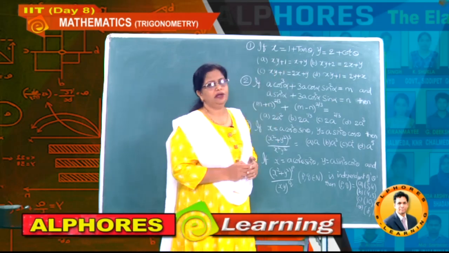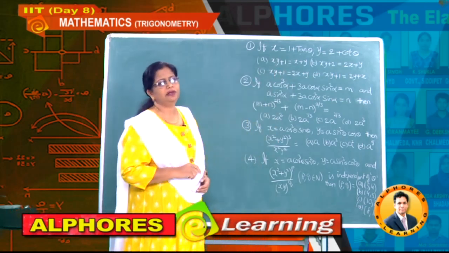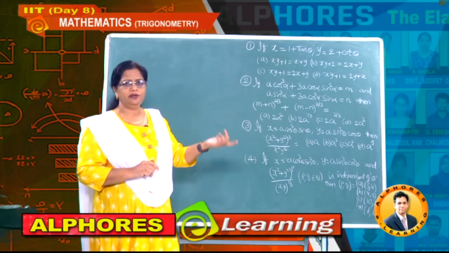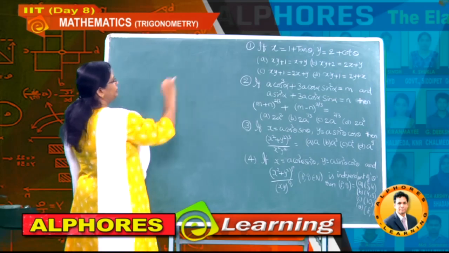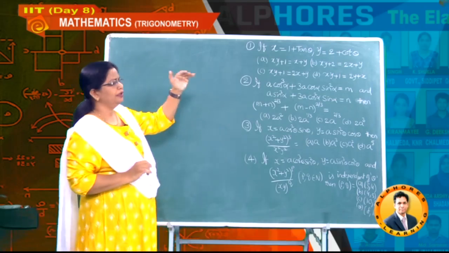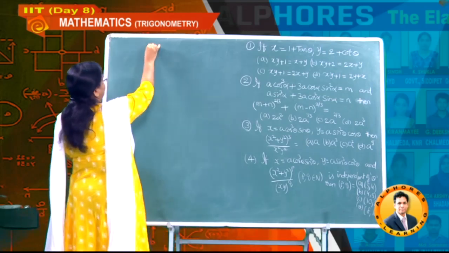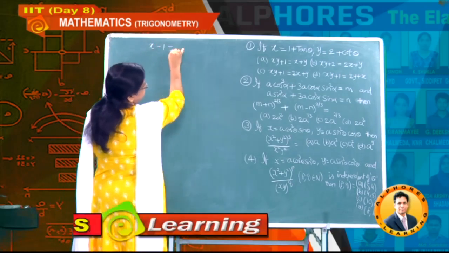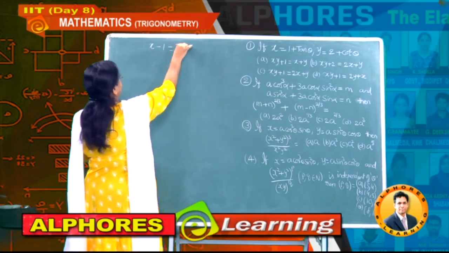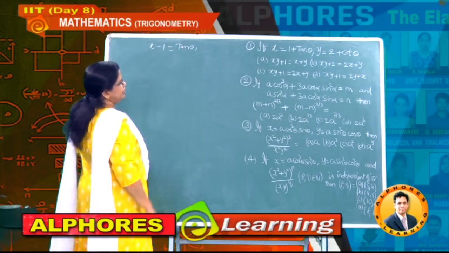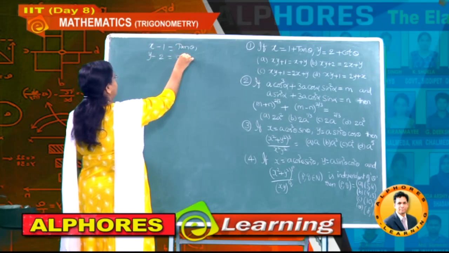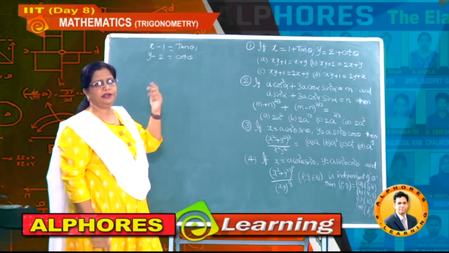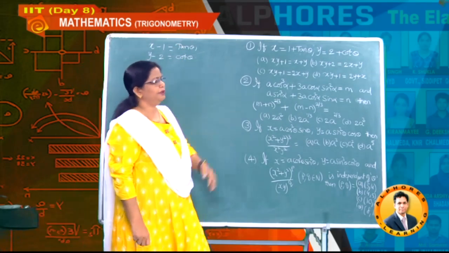Now, tan cot, therefore immediately recollect the concept as tan theta into cot theta equal to 1. You have to put that in mind and then start the problem. x minus 1 I have to consider as tan theta, and the other value, y minus 2 equal to cot theta. So, make use of known identities.